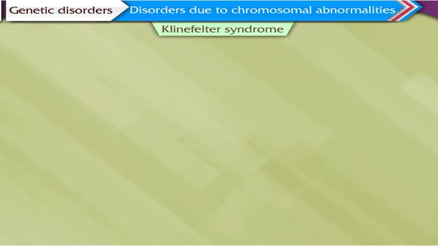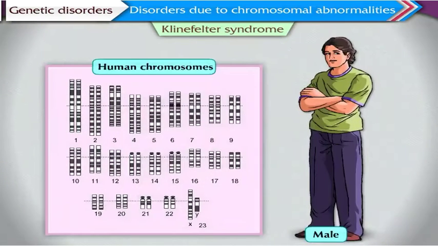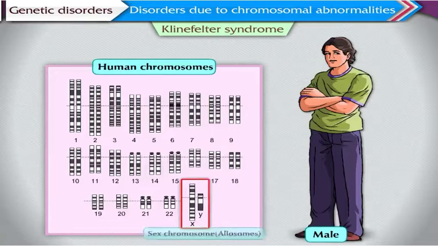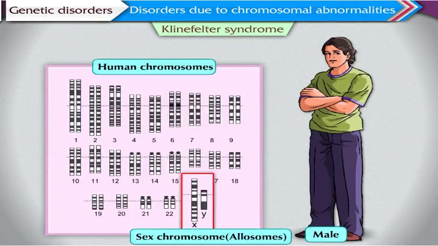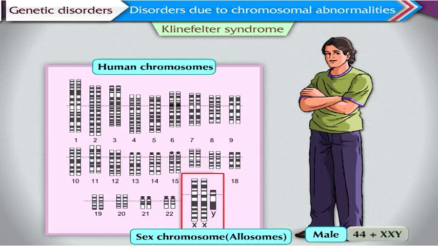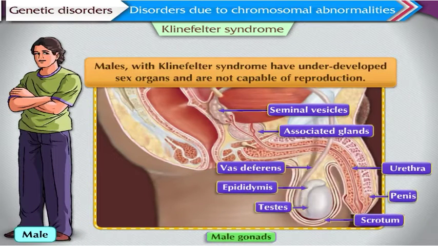Klinefelter syndrome. Klinefelter syndrome arises due to abnormalities in the XY sex chromosomes in males. In this disorder, males have an extra X chromosome, hence their chromosomal number becomes 44 plus XXY instead of 44 plus XY. Males with this disorder have underdeveloped sex organs and are not capable of reproduction.